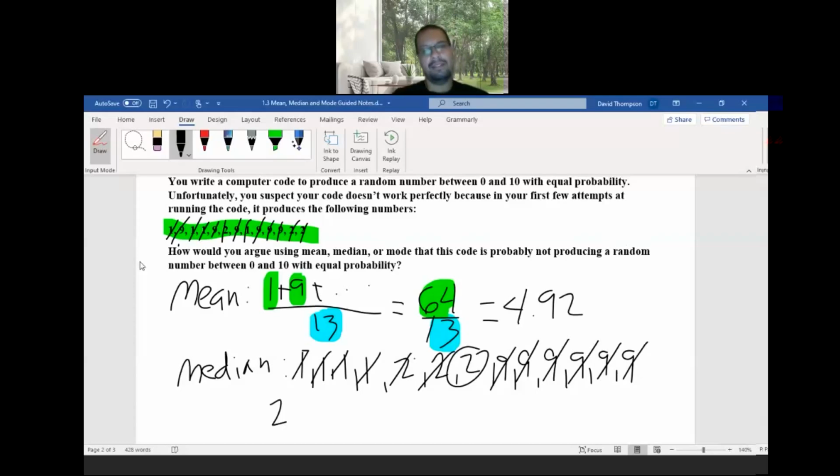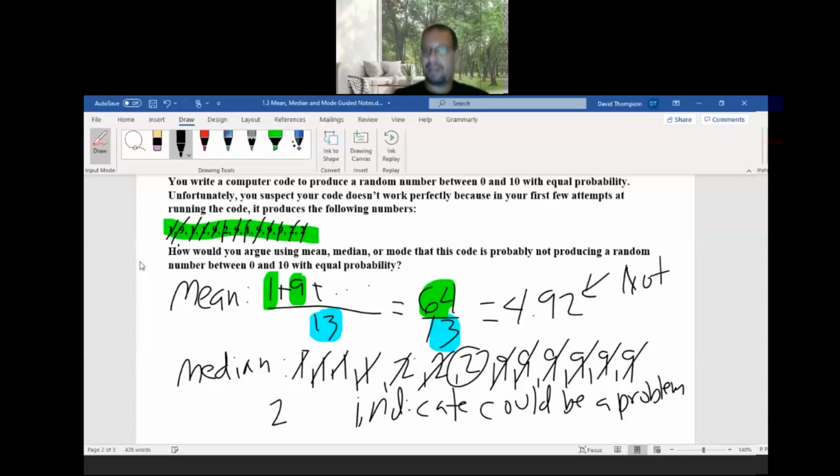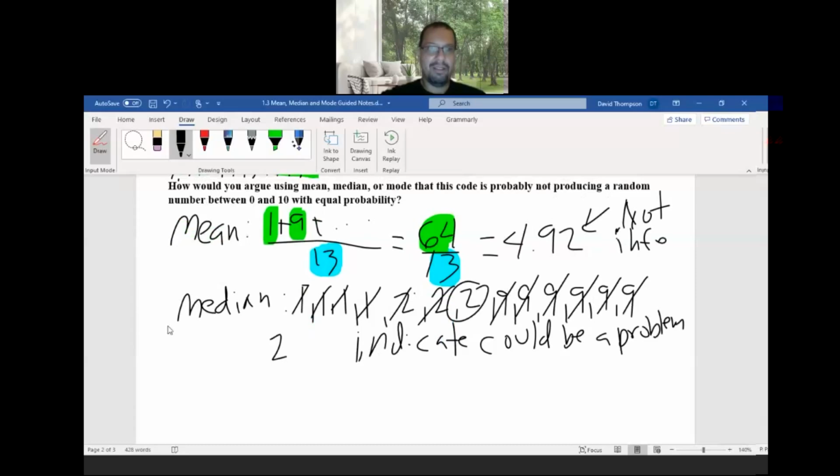This is ironic because the majority of the numbers are not 2, so this does indicate there could be a problem. The mean doesn't, not enough info there, since there is data around the mean. But since there's only a few 2s and there's more like 1s and 9s, the median does indicate that there could be a problem. Let's check out the mode.